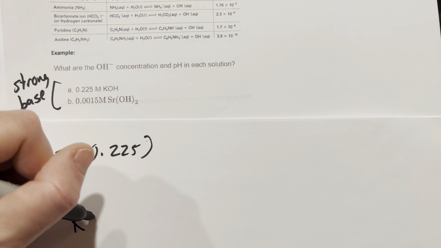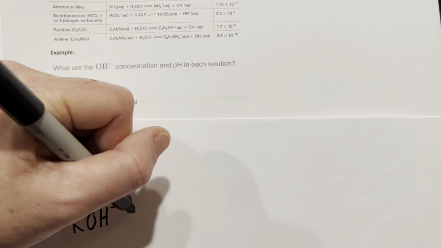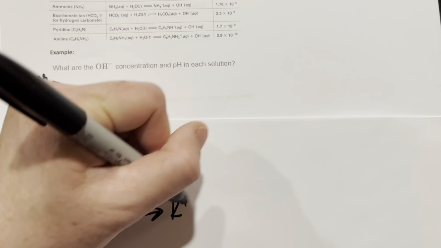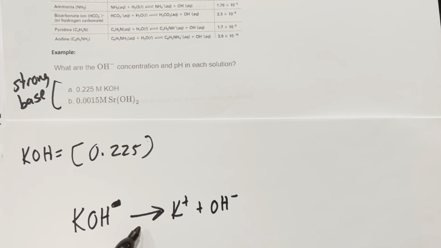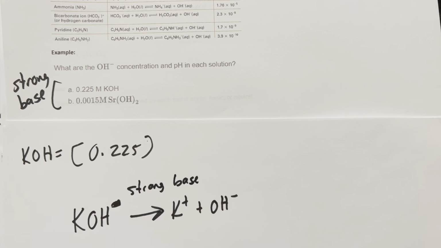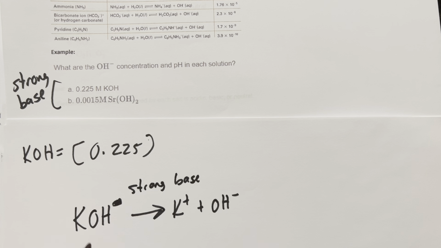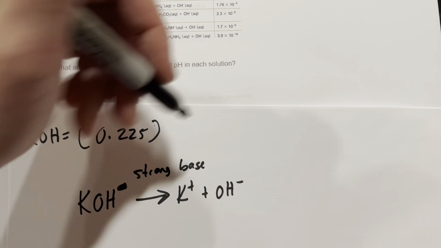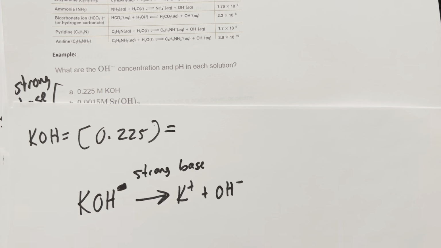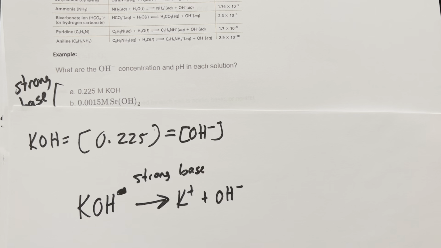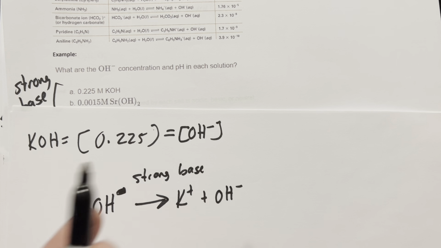And remember, a strong base, if you put it in solution, breaks apart into K plus and OH minus. I don't know why I drew a negative sign there, I was already thinking ahead. It's a single arrow because strong bases will fully dissociate. Well, we already know if this thing completely breaks apart, then whatever concentration this was has to be the same concentration of this thing at equilibrium, or once the reaction's gone to completion. In other words, this 0.225 is our OH minus concentration.